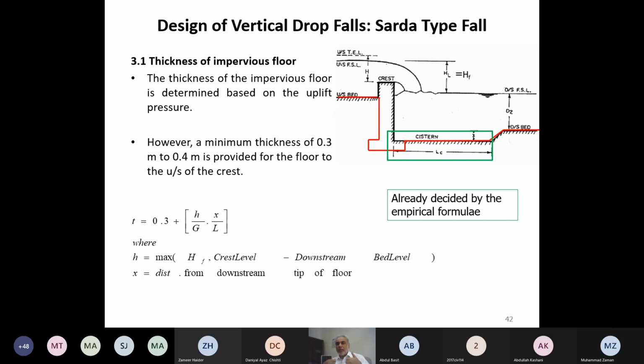So there we have to provide an RCC slab, and then we have to design that slab as an RCC slab. Over here we don't have to provide flexural reinforcement. Only the shrinkage and temperature reinforcement will be sufficient in this concrete. So over here the thickness of the slab is decided based upon the uplift pressure.